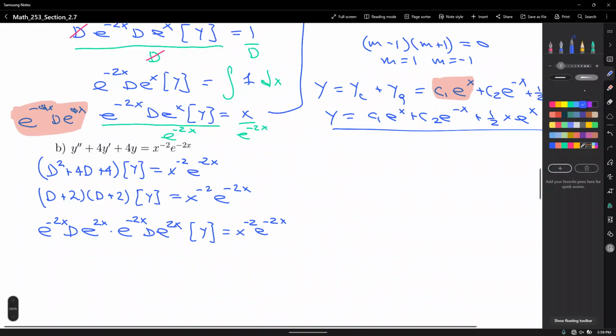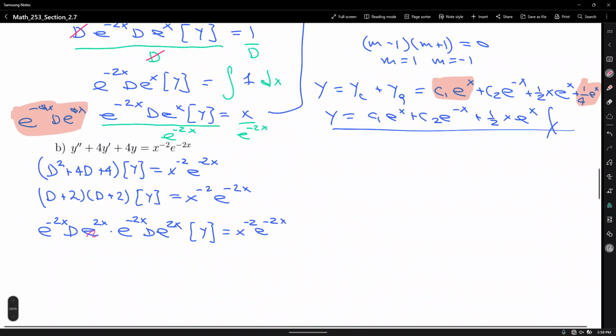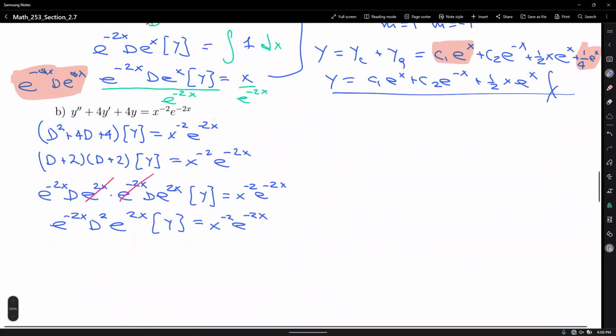Now, check this out. This will be canceled out, because same base, opposite sign exponent, boom, they go away. That's going to leave us with e to the negative 2x D times, that's actually D squared, e to the 2x, acting on y equals x to the negative 2 e to the negative 2x.